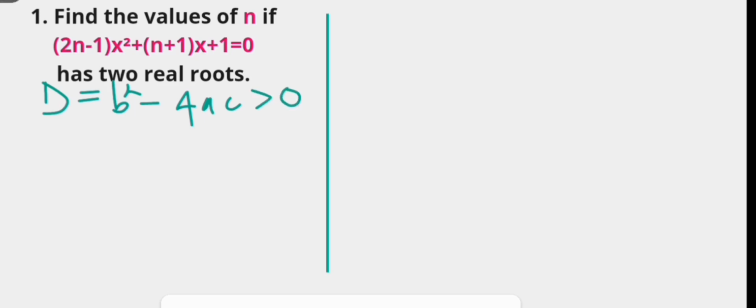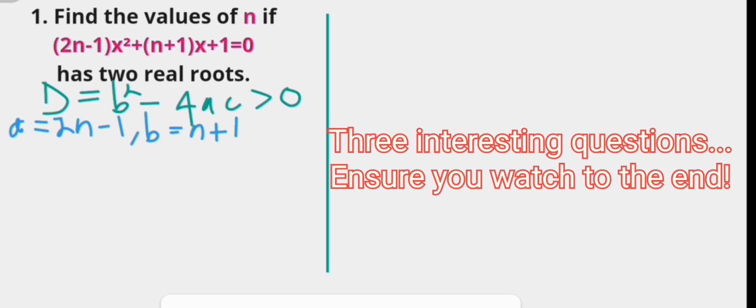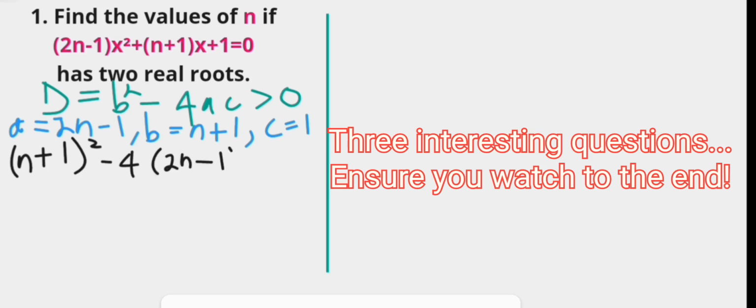And from the given quadratic equation, a is 2n minus 1, which is the coefficient of x squared. b is n plus 1, which is the coefficient of x. And c is 1, the constant term. Thus, the discriminant D, which is b squared minus 4ac, will be (n plus 1) all squared for b squared, minus 4 multiplying (2n minus 1) for a multiplying 1 for c, and this must be greater than 0.